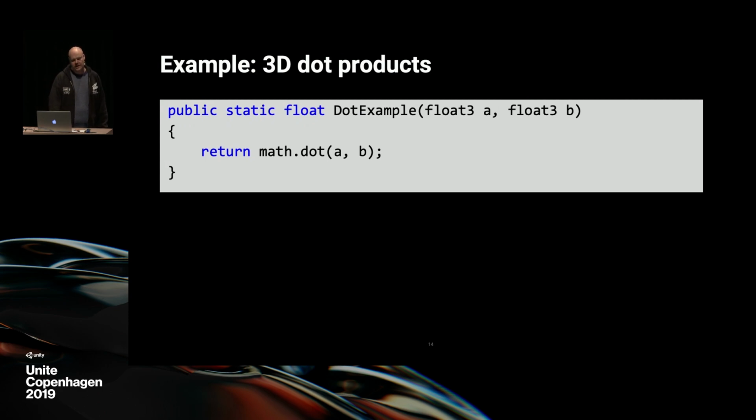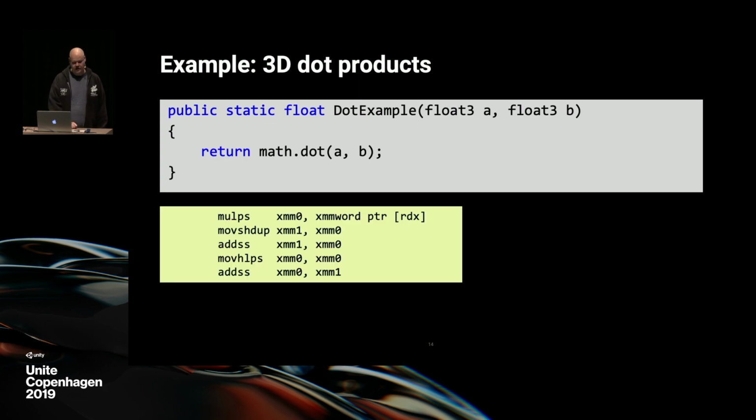So I mentioned float3s. Let's get to a concrete example here. In this example, I have a static function that takes 2 float3s from the Unity.Mathematics library, and I'm computing the dot product. Great. So what do we get out of this? Well, we can use our smell test detector to tell us what we should think about this code. Is it SIMD? Is it not?